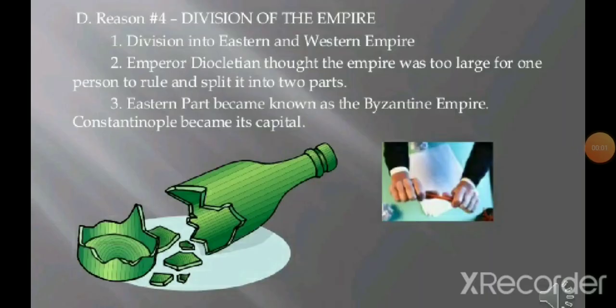The fourth reason is division of the empire. The Roman Empire was divided into eastern and western parts by the emperor Diocletian. He thought the empire was too large for one person to rule and split it into two parts, eastern and western empire. The eastern part became known as the Byzantine Empire and Constantinople became its capital. But there were differences or problems between the rulers of the Eastern and Western Empire.